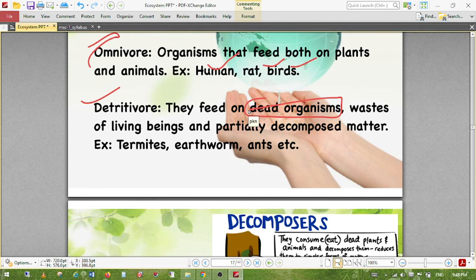So this is all about food chain and food web. Then what is the significance? How are these food chains and food webs very important for our ecosystem? Without the food chain and food web, what happens?